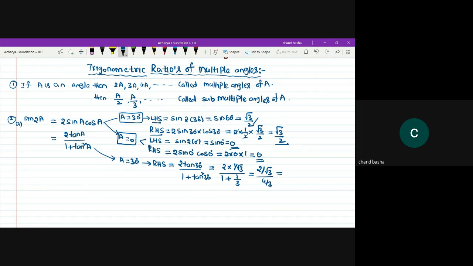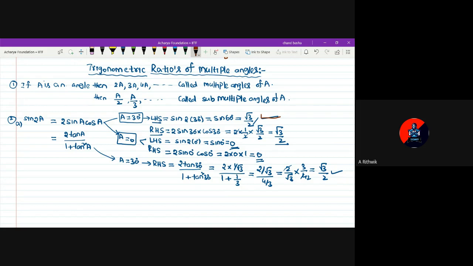Take its reciprocal. 2 divided by root 3 into 3 by 4. And 3 by root 3 means it is root 3 divided by 2. You are getting the same answer, same value. That is LHS is equal to RHS. What is LHS? Sine 2A. Sine 2A we have already calculated as root 3 by 2. Even if I take it in terms of tan, I'll get the same answer, root 3 by 2 only.